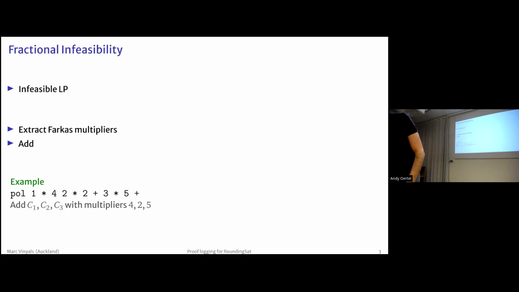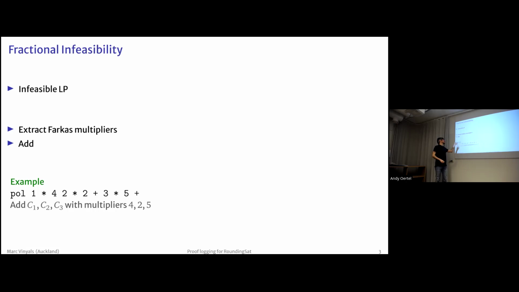Good. So the other thing that RoundingSat does, besides this native Pseudo-Boolean conflict analysis, is sometimes it asks an LP. It gives the LP relaxation, and the LP tries to find infeasibility. And if it finds infeasibility, then we're happy. We can add a new constraint. So we just ask the LP solver for the Farkas multipliers. And we find, okay, these are the multipliers. So we just add all these constraints that are getting multiplied together and say what the multipliers are.